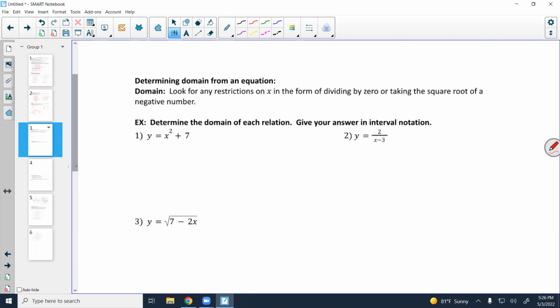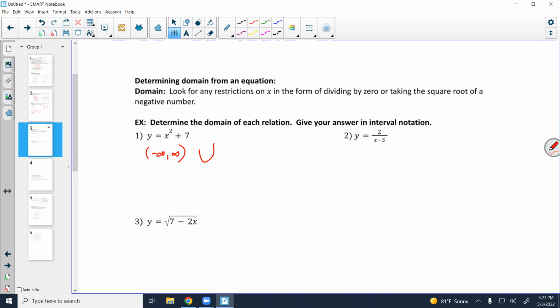So what do we got going on here? Look for any restrictions on x in the form of dividing by 0 or taking the square root. Well, here I'm not, so there are none. So my interval is simply negative infinity to infinity. Again, this is that shape.